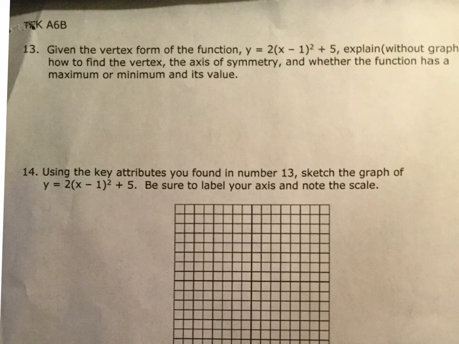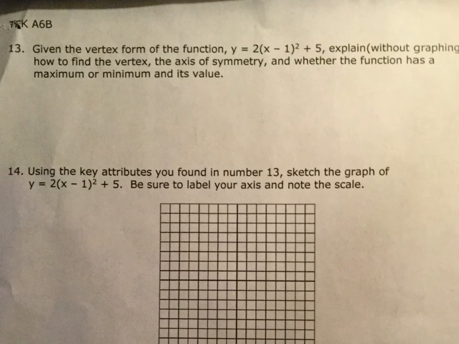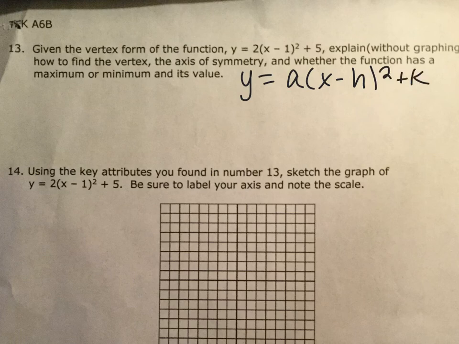So vertex form is called vertex form because it gives you the vertex right in the form. So if you look on your reference chart, you see this formula. So you need to say something about, well, h and k come from the equation. So h is 1 and k is 5. So that makes the vertex 1, 5.